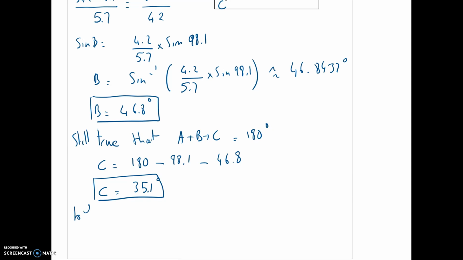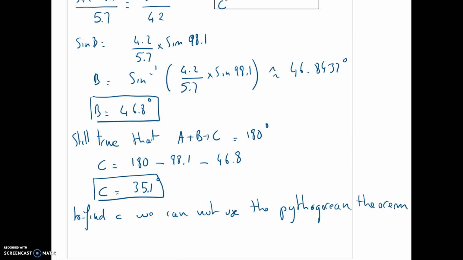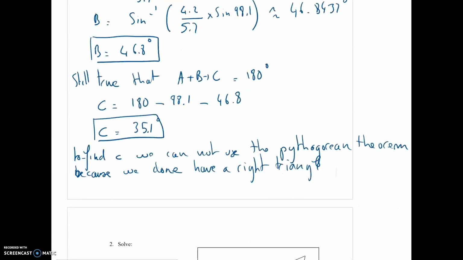We can't use the Pythagorean theorem to find the side c because we don't have a right triangle. Okay, so to find c, lowercase c, we cannot use the Pythagorean theorem. We can't use that because we don't have a right triangle. So what do we do? Well, we are going to use the law of sines.